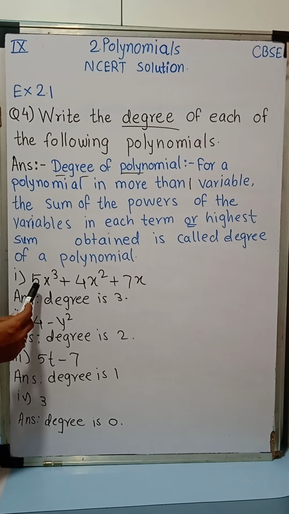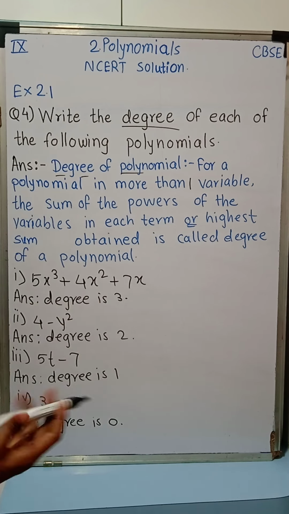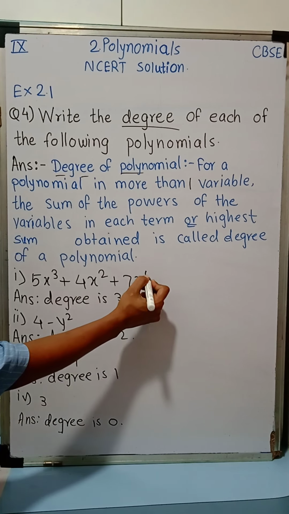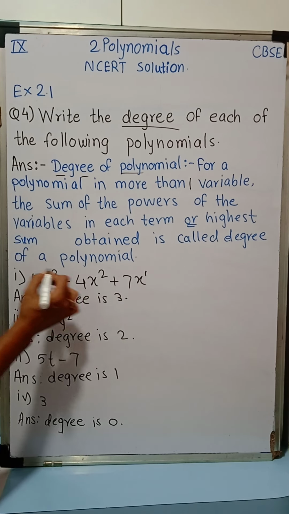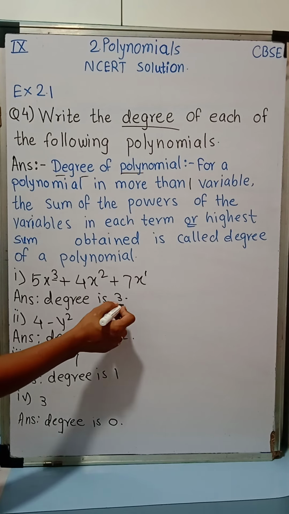Here the first example is 5x^3 + 4x^2 + 7x. Here you can see the degrees of x are 1, 2 and 3. So we can observe that the highest degree of x is 3, and therefore the degree is 3.